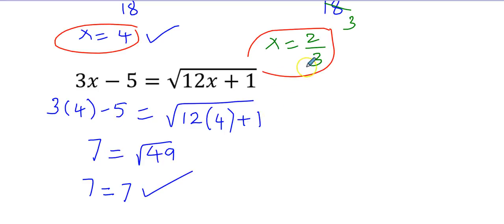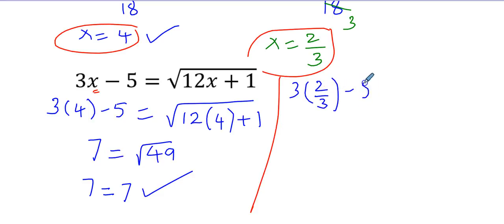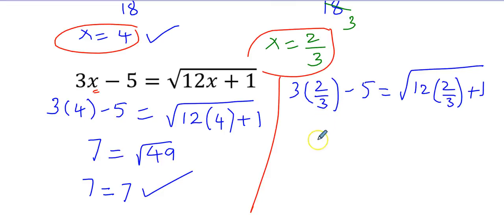That is correct. Now, let us substitute 2/3. Let me take x equal to 2/3 for this. So let us separate. Now x is equal to 2/3. Alright. 3 times 2/3 minus 5 is equal to the square root of 12 times 2/3 plus 1. Now let us calculate the left hand side value.